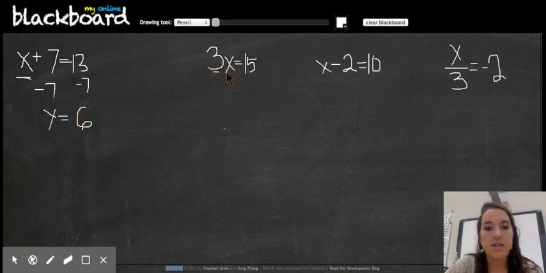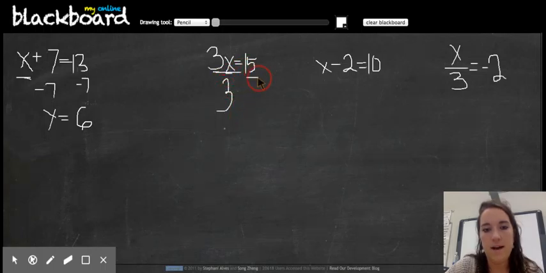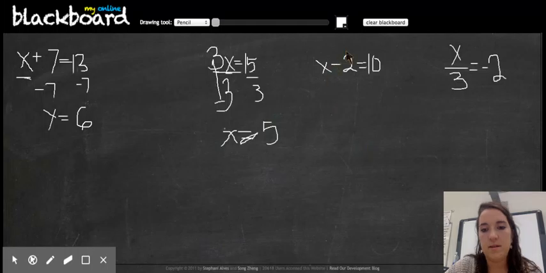Now we have 3x equals 15. What operation is this with a number next to a variable? It's multiplication, so how can we undo that multiplication? Divide by 3. I'm left with x on this side because this becomes what? 3 divided by 3 is 1. 15 divided by 3 equals 5.